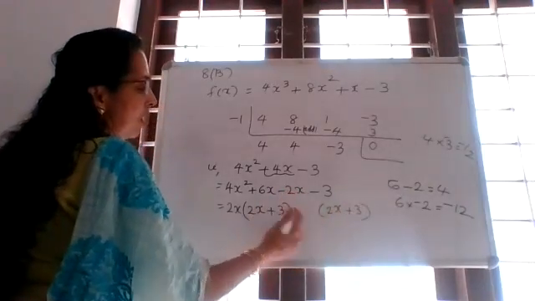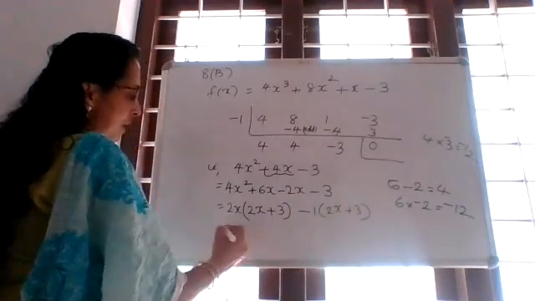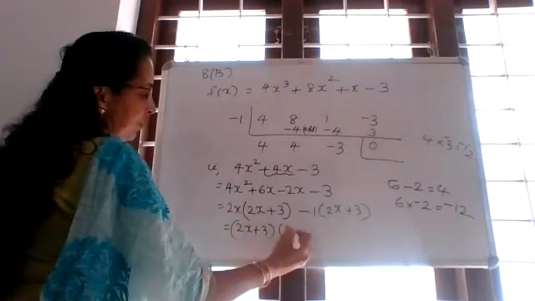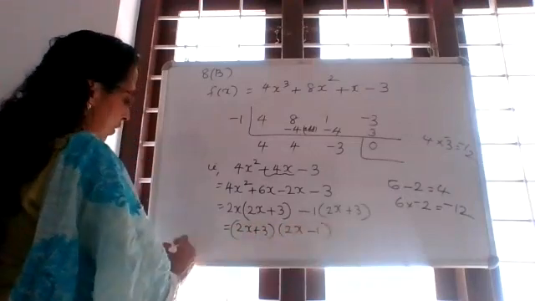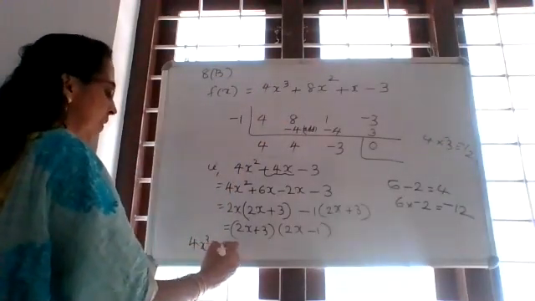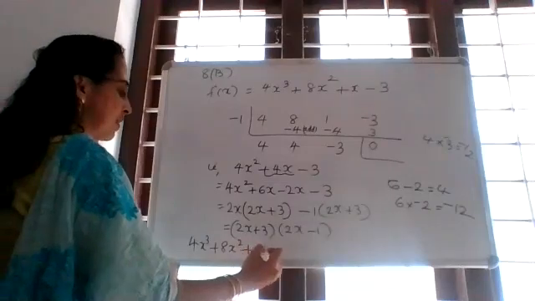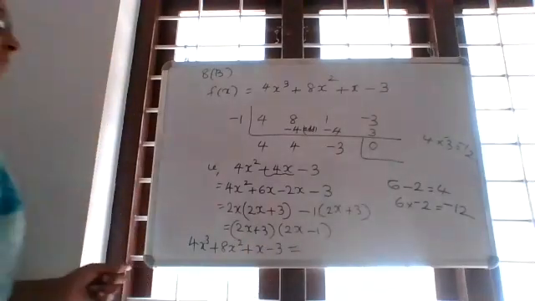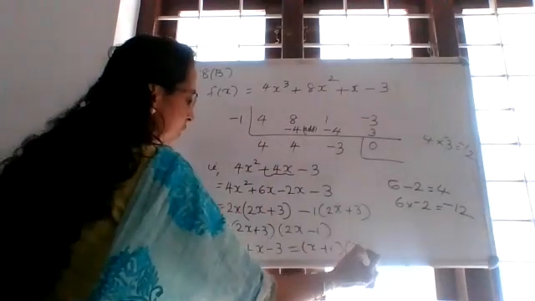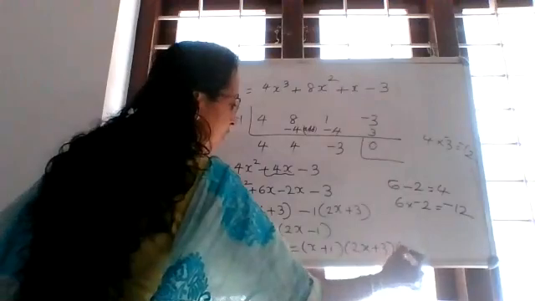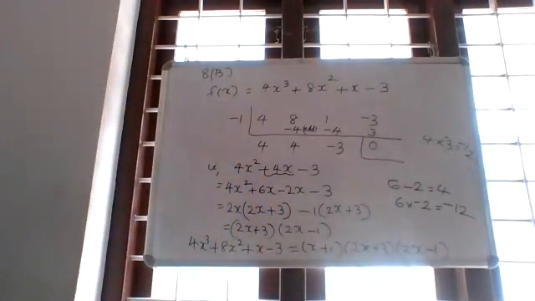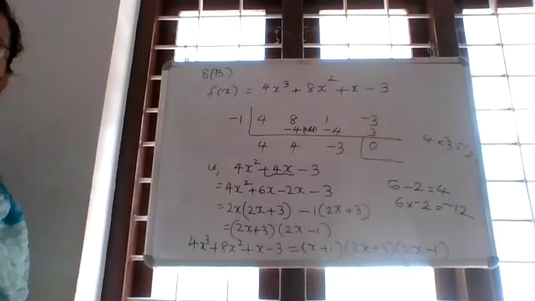Then adjust with this. We want to get minus 1. Then 2x plus 3 into 2x minus 1. Therefore, we can directly write 4x cube plus 8x square plus x minus 3 is equal to x plus 1 into 2x plus 3 into 2x minus 1. So we factorize it completely. First we find a, then b, then factorize.